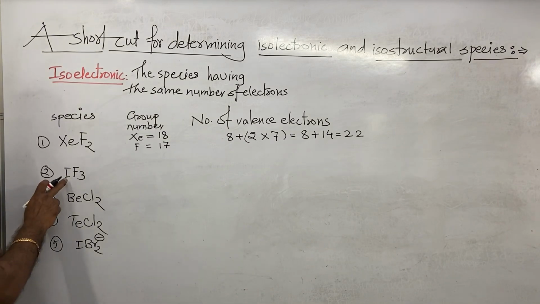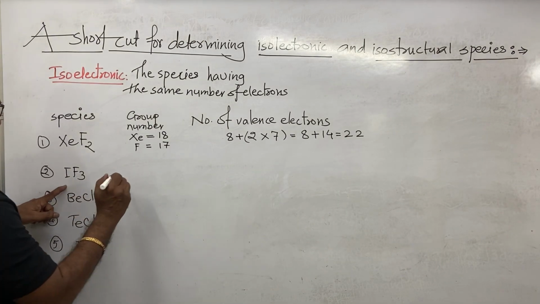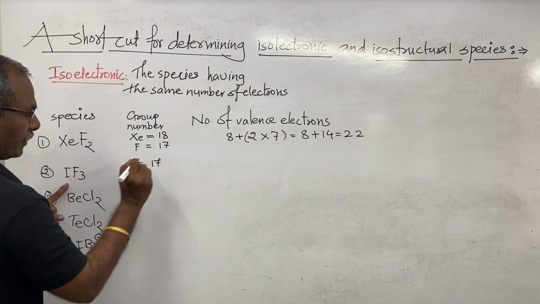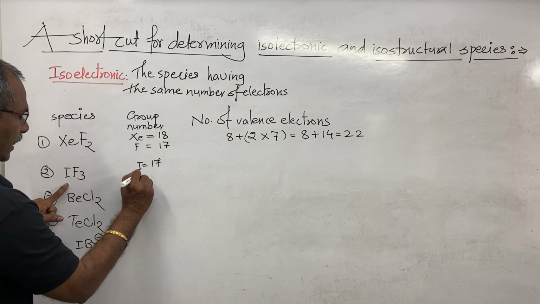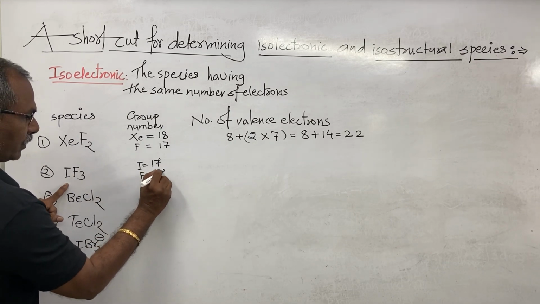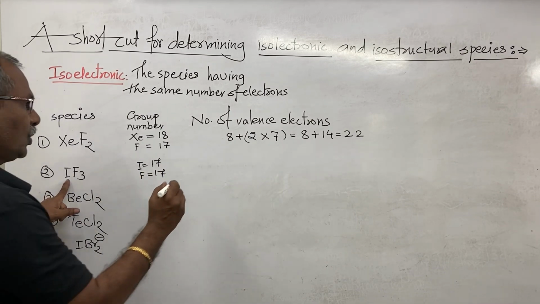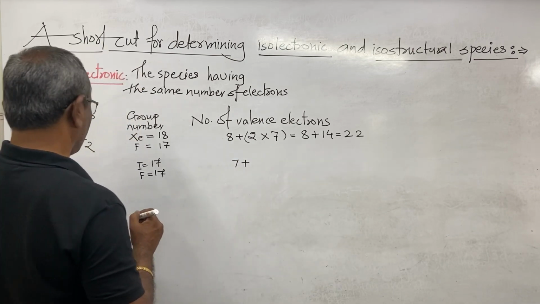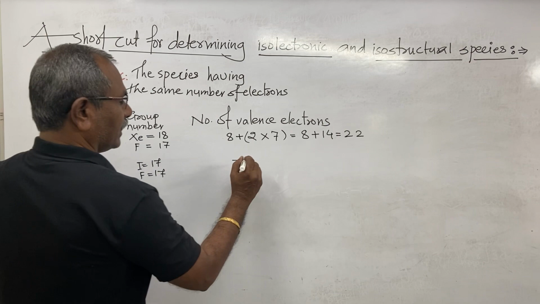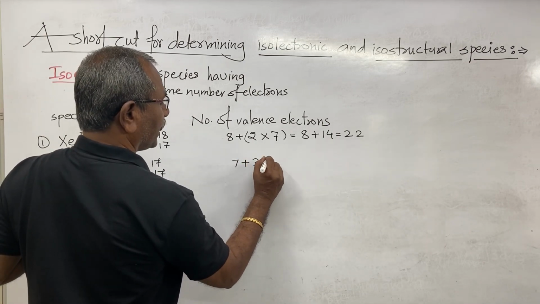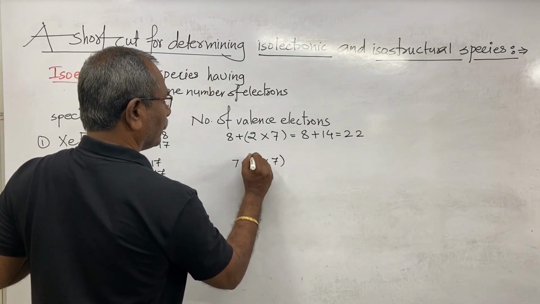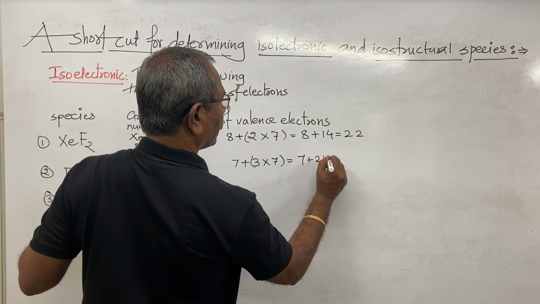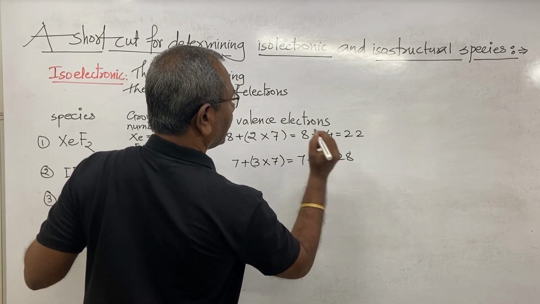In second case, IF3. It belongs to group 17 and F also belongs to group 17. So number of valence electrons in iodine is equal to 7. There are 3 F atoms, so 3 into 7. So 7 plus 21 is equal to 28 electrons.